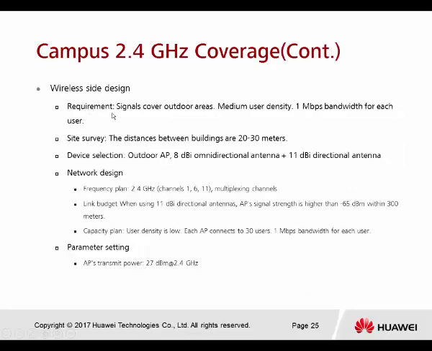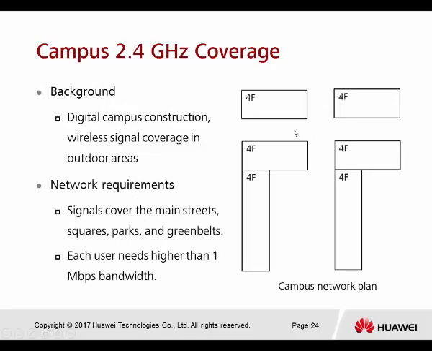The requirement: signal cover outdoor area, medium user density, 1 megabit per second bandwidth for each user. The distance between the buildings is 20 meters. Okay, 20 to 30.